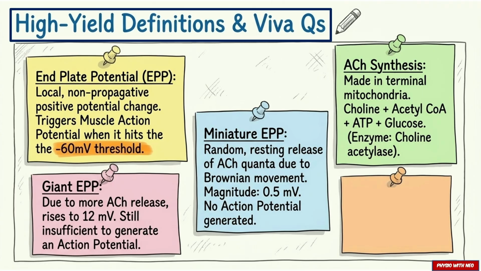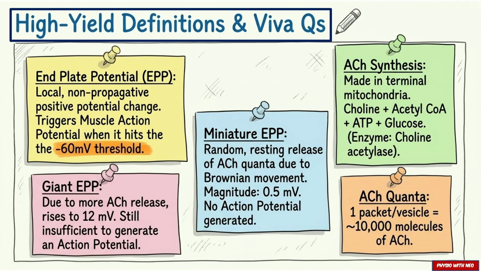The acetylcholine synthesis. Acetylcholine is synthesized in the terminal mitochondria with the help of choline and acetyl coenzyme A. The enzyme involved is choline acetylase. And lastly, the synaptic vesicles. One synaptic vesicle contains approximately 10,000 acetylcholine molecules. These facts are commonly asked during practical examinations. Without looking at the slides, answer this. What enzyme destroys acetylcholine in the synaptic cleft?